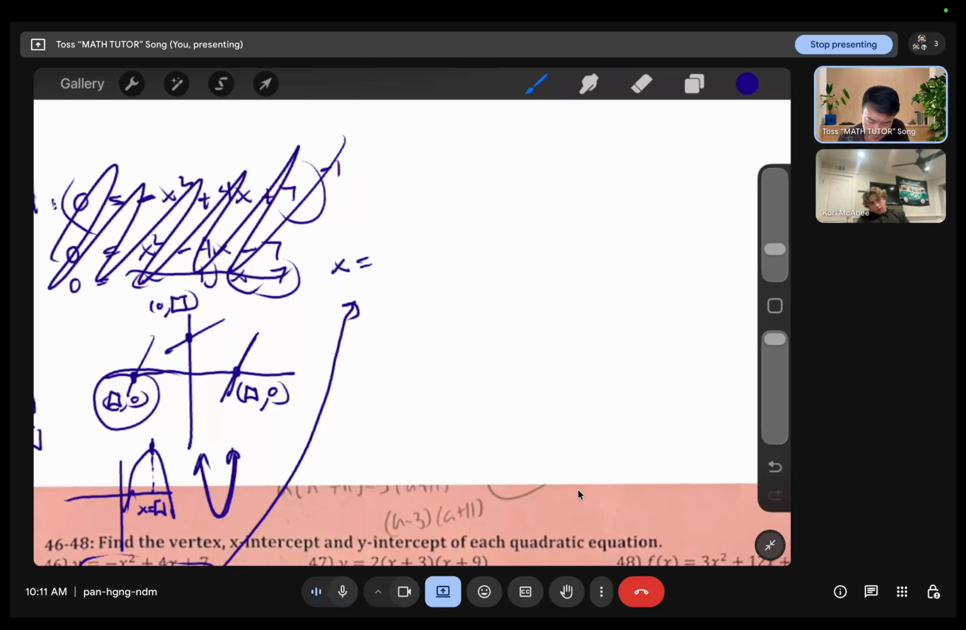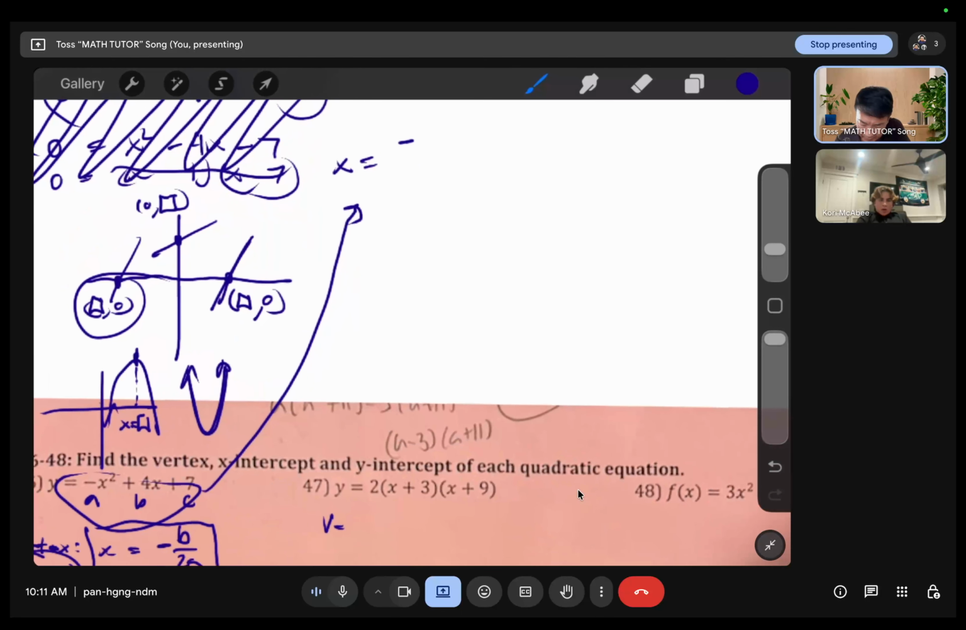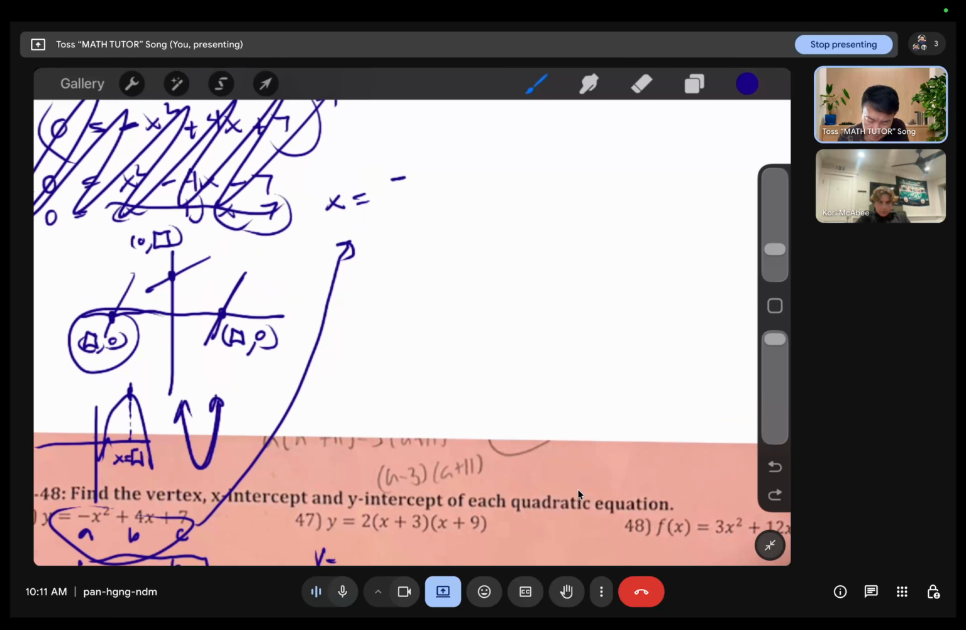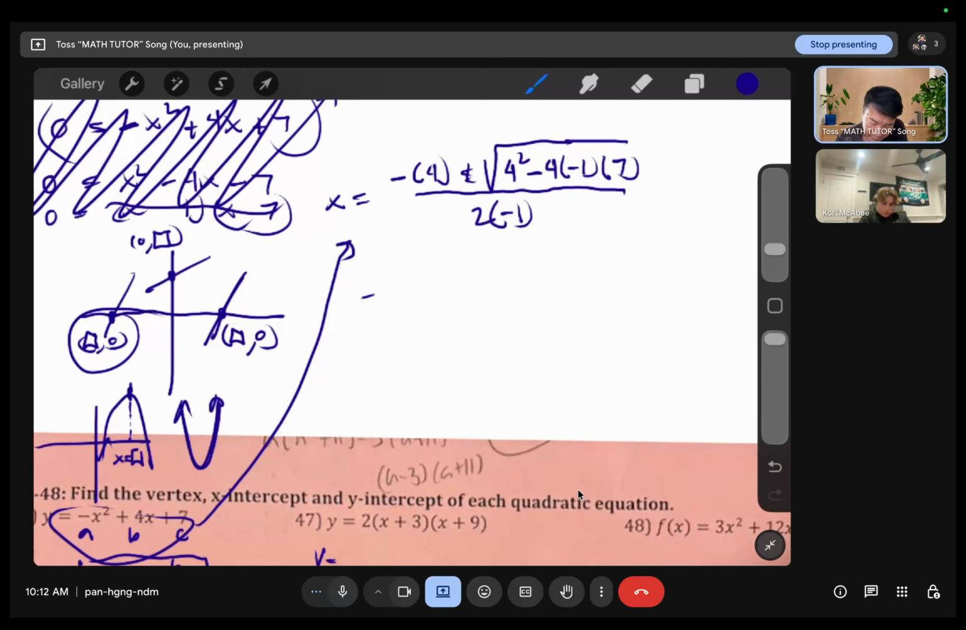Here we go. Negative b, negative the b of the original, okay? With the negative 1 being a. But right now it's negative b, which is negative 4, plus or minus the square root of b squared, which is going to be 4 squared, minus 4 times a, which is negative 1, times c, which is 7, all over 2 times a, 2 times negative 1. Okay, clean it up.